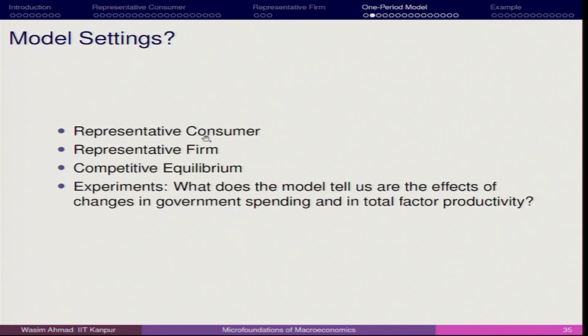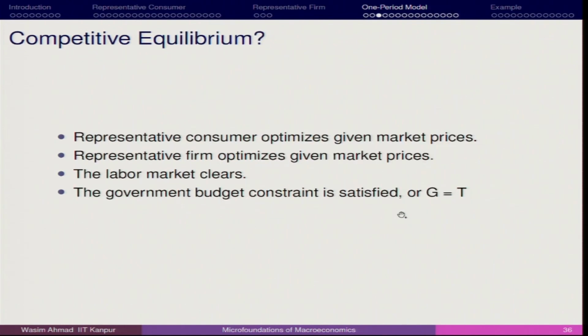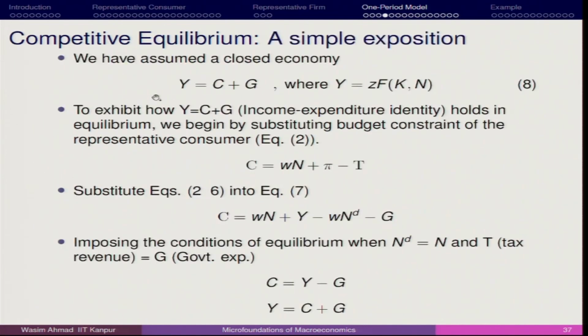So, what will be the modeling setup? Representative consumer, representative firm and the competitive equilibrium, and how does the model react, and what are the effects of a change in government spending on total factor productivity. Those things we will be mentioning, and then also we will be trying to see, when there is a tax imposed by the government, how G is equal to T looks. So, labor market clearing. The labor market clearing condition we will be seeing.